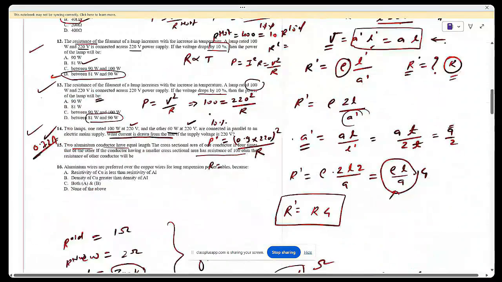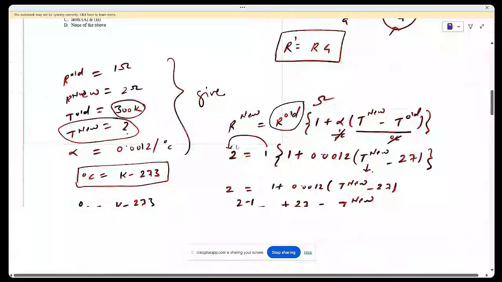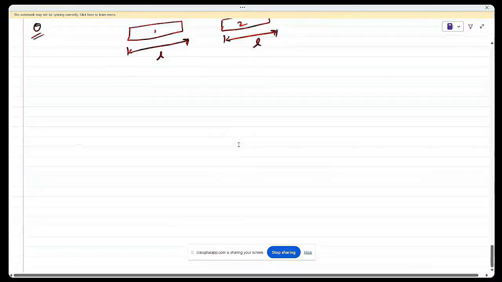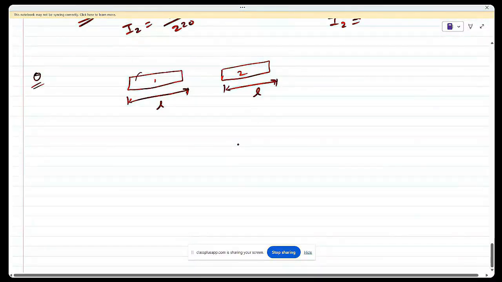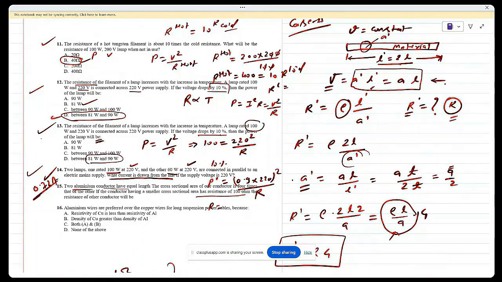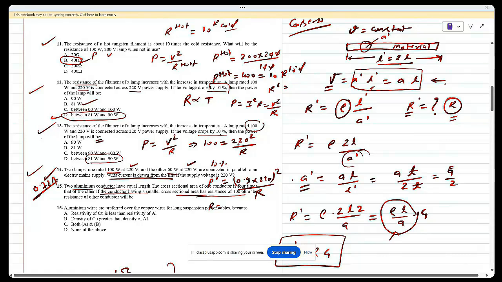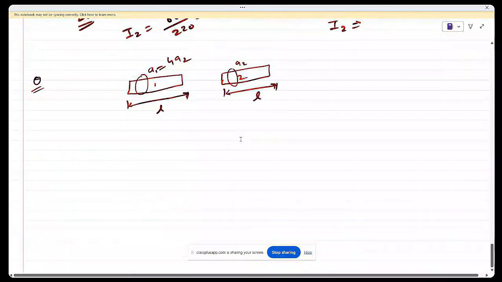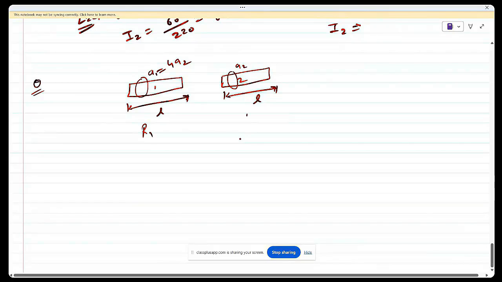What is the next condition? The cross-sectional area of one conductor is 4 times that of the other. So let us write its cross-sectional area. Let's say it is A1 and this is A2, and it is saying A1 is equal to 4 times A2. If the conductor having a smaller cross-sectional area has 100 ohm, then the resistance of the other conductor... Let's say its resistance is R1 and its resistance is R2. For the smaller cross-sectional area, the resistance is 100 ohms.